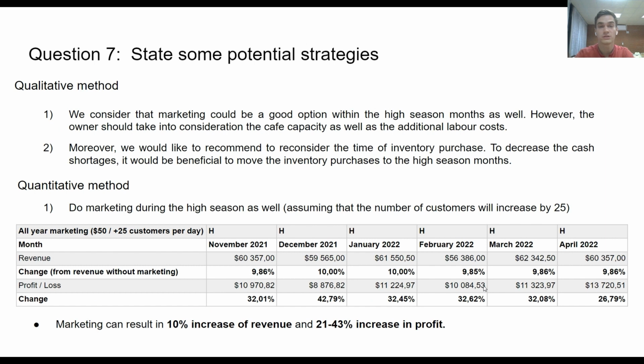As for some potential strategies, we would recommend doing marketing during the high seasons as well, and reconsidering the inventory purchase plan. For instance, in the table below, you can see how the situation will change if we pay $50 during the high seasons as well, with an increase of 25 customers assumed. So we can see a rise in revenue by 10% and an increase of 21-33% in profit, which is really good.